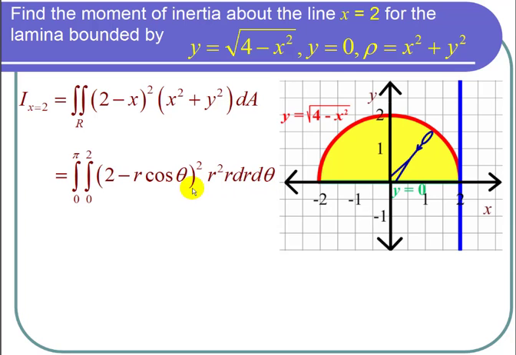So I could integrate this by squaring this out and then multiplying by r cubed. I'll use some power reduction formulas, and eventually I work this out. But instead, I did it the easy way, and I put this into a calculator, and I got that the moment of inertia about the line x equals 2 for this lamina is equal to 64 pi over 3. And I'm done with the problem.